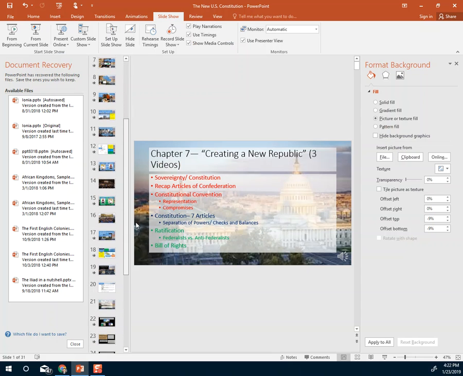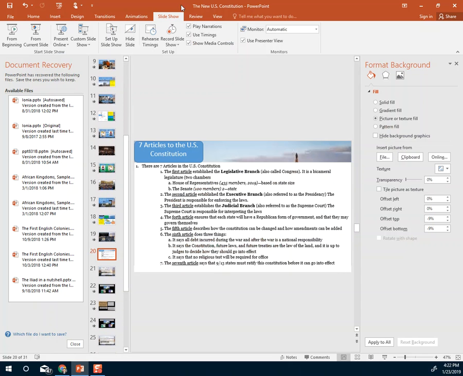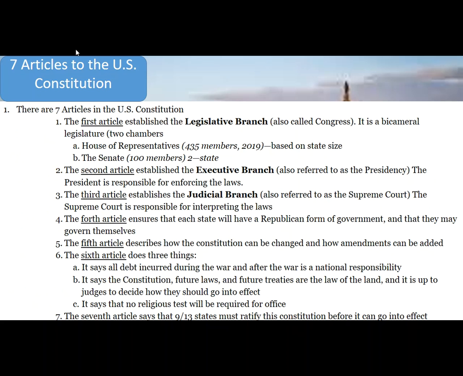So if we scroll down to where we left off, these are the 7 articles to the Constitution. Think of an article as being like a section of the rule book that explains how different branches have different powers and who can be in the different branches. Briefly, again, the 7 articles.